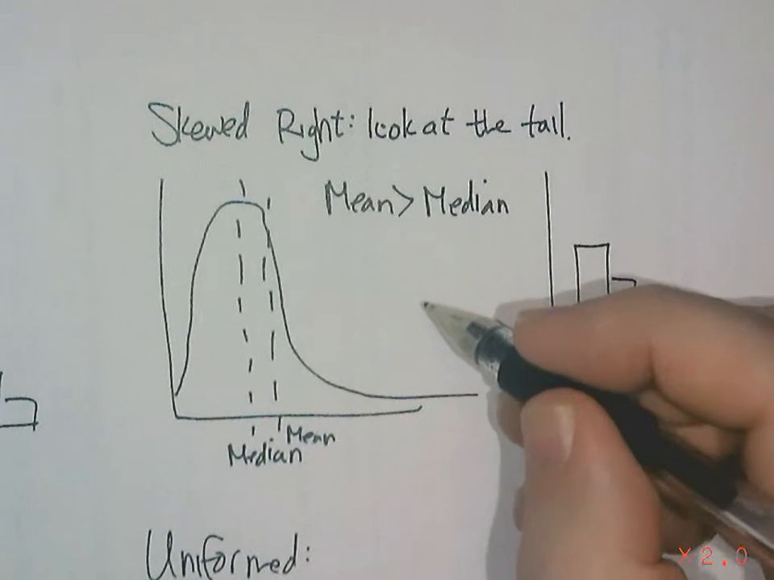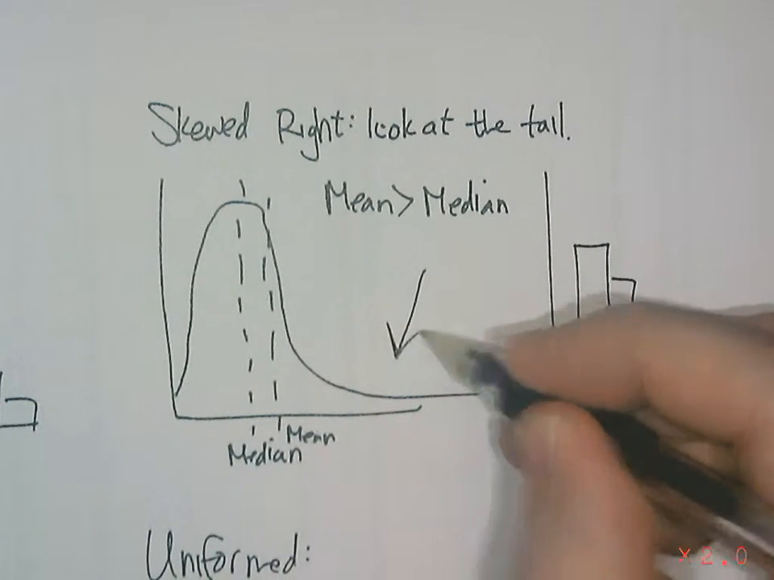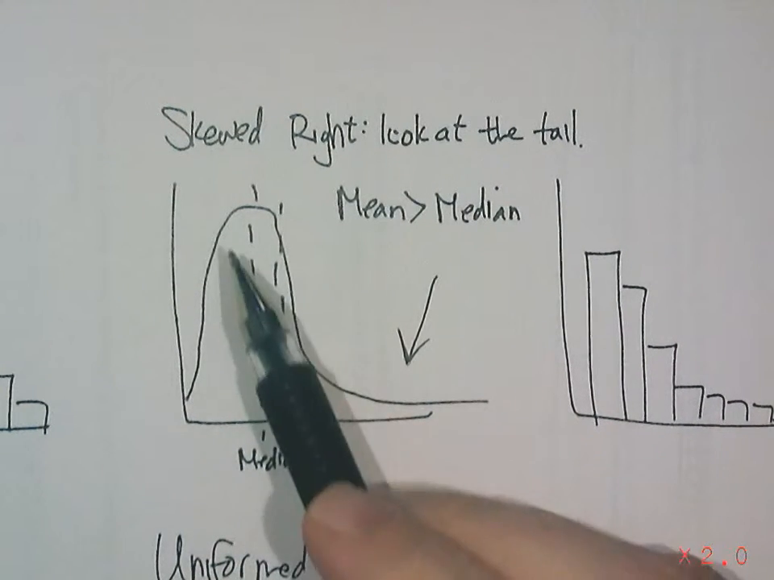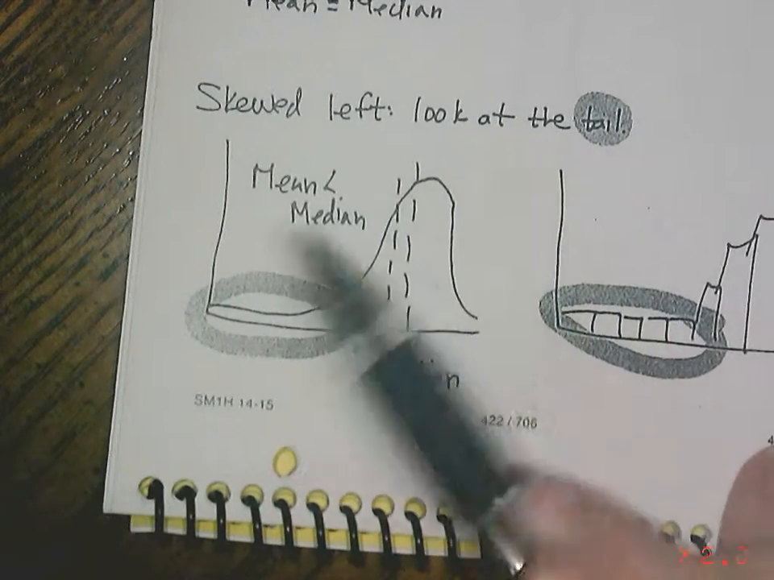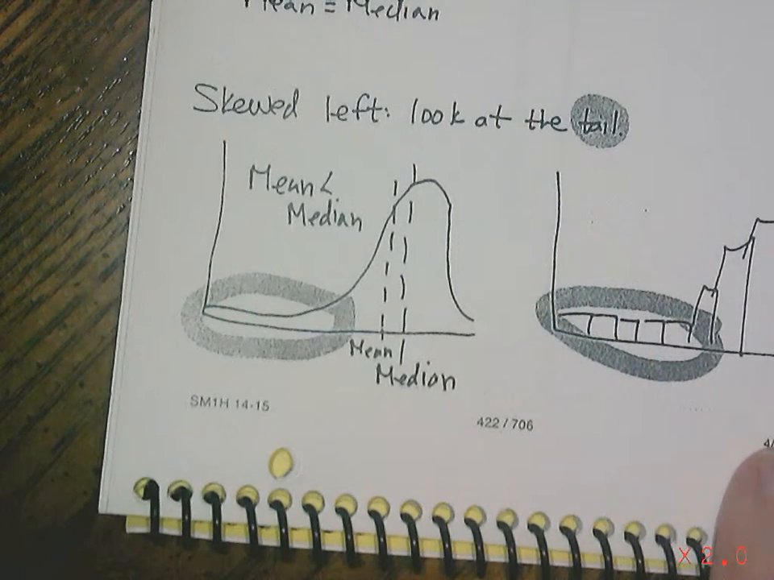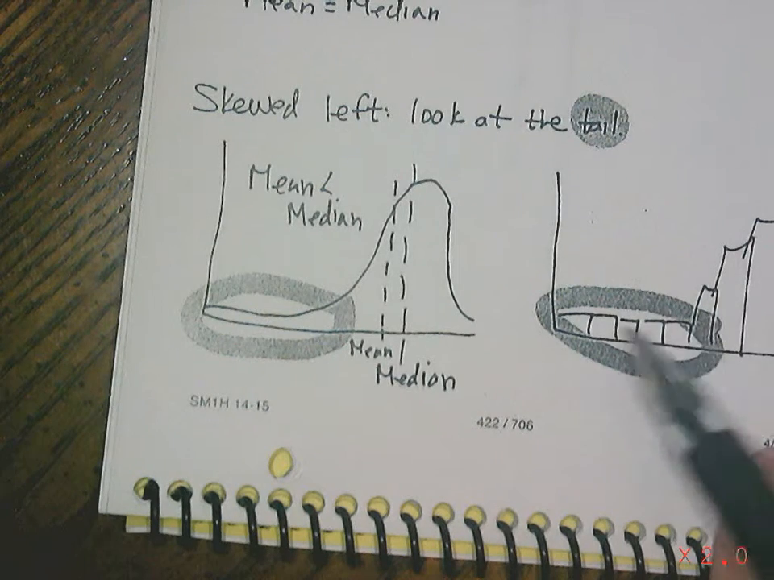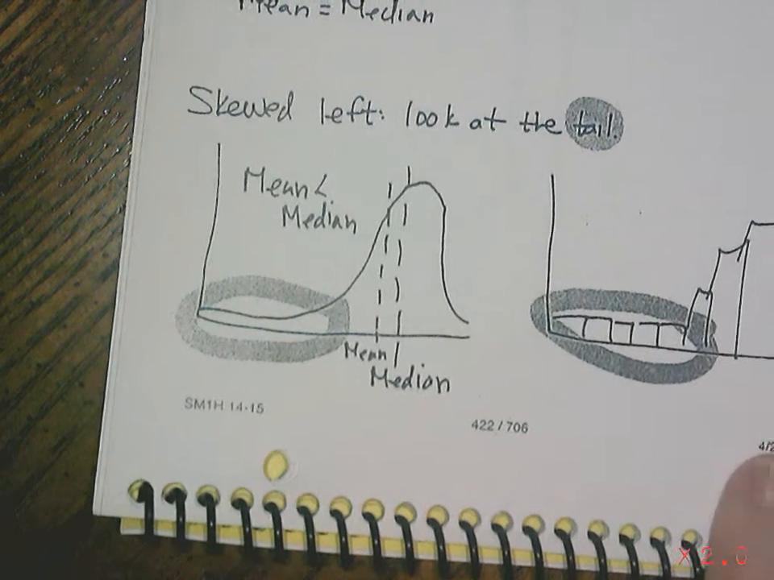The easiest thing to do when you're identifying these is you just look at the tail. Okay? If the tail's on the right side, it's going to be skewed right. If the tail's on the left side, it's going to be skewed left. And again, if it was a bar graph, it would look like that, or a histogram.